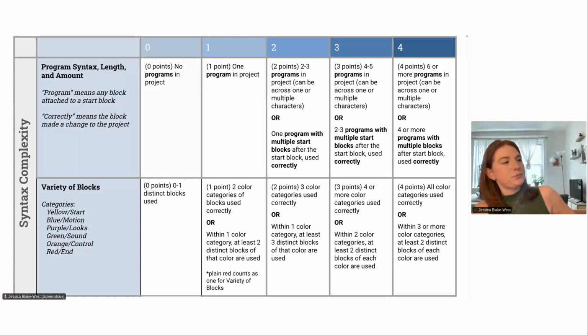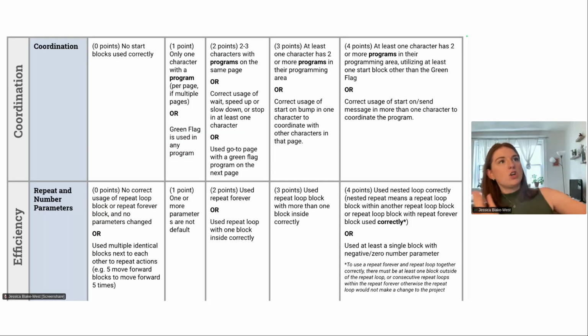All right, coordination. This is the idea of thinking about how programs may interact with each other, go at the same time, trigger one another. And so we have a bunch of different examples. This is essentially the control blocks of speed and wait, also the start on bump, and the send message blocks.